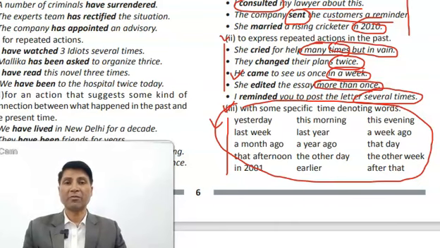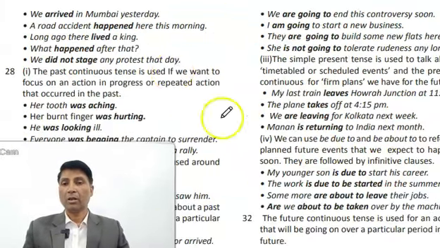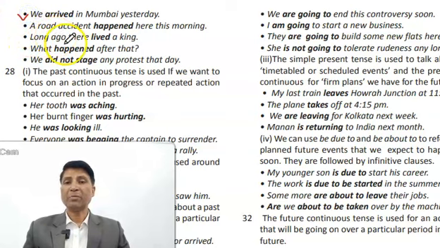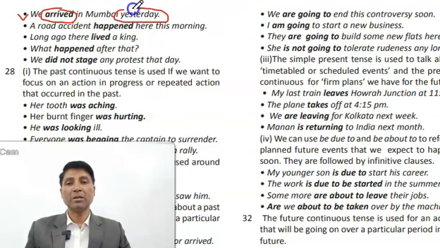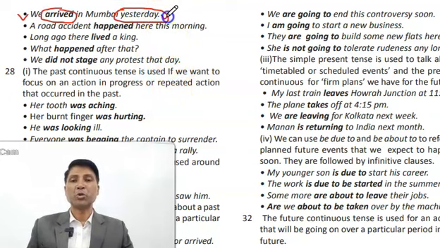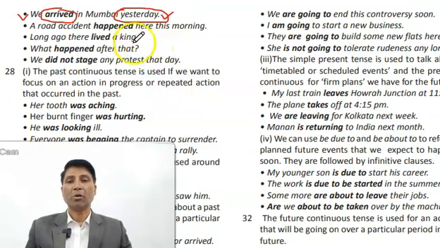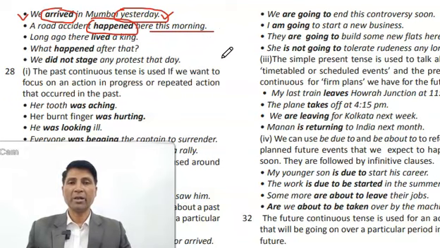Moving on to the use of past continuous tense. Now, look at these examples before we go to the uses of past continuous tense. In example number 1, we come to know we arrived in Mumbai yesterday. So here, this form of the verb arrived shows the past time, but because it has been yesterday, so it shows simple past. A road accident happened here this morning. So happened itself refers to past time, and this morning shows the time which is over. That means this morning, the morning of today, referring to past.